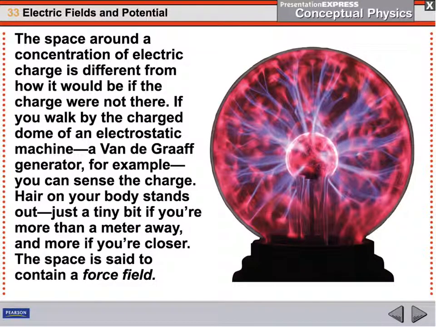The space around a concentration of electric charge is different from how it would be if the charge were not there. If you walked by the charge of some electrostatic machine, a Van de Graaff generator, which we will be working with in class, for example, you can sense the charge. Hair on your body stands up, just a tiny bit of it if you're more than a meter away, and more if you're closer. The space is said to contain a force field.